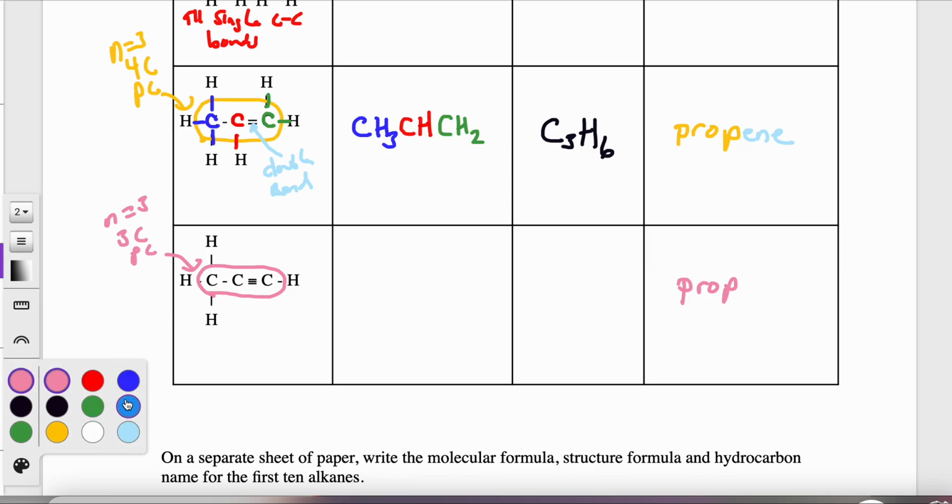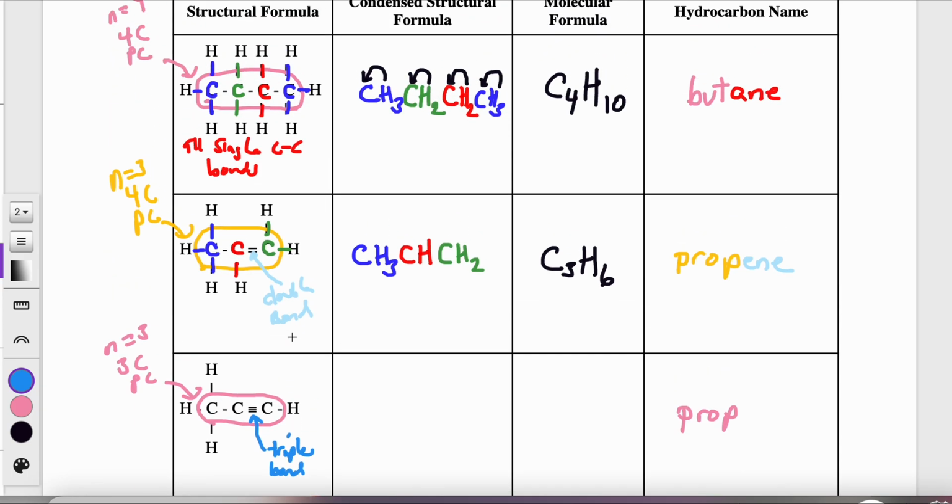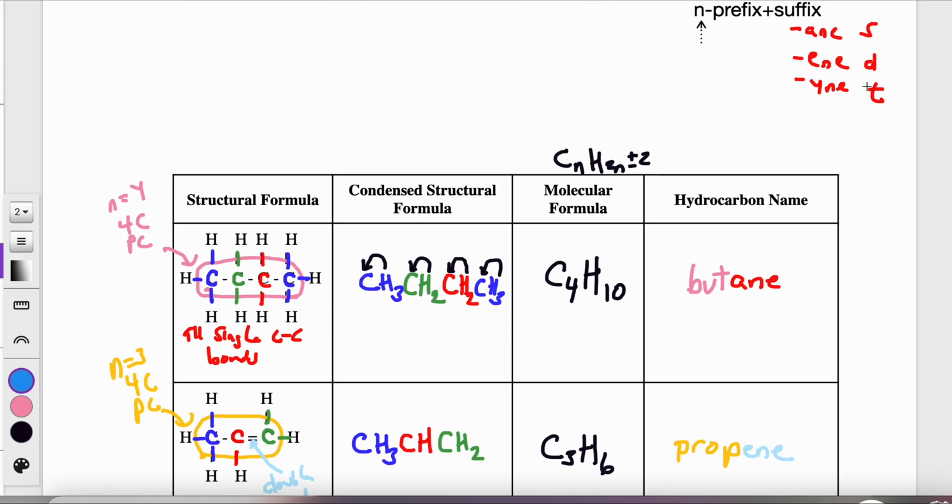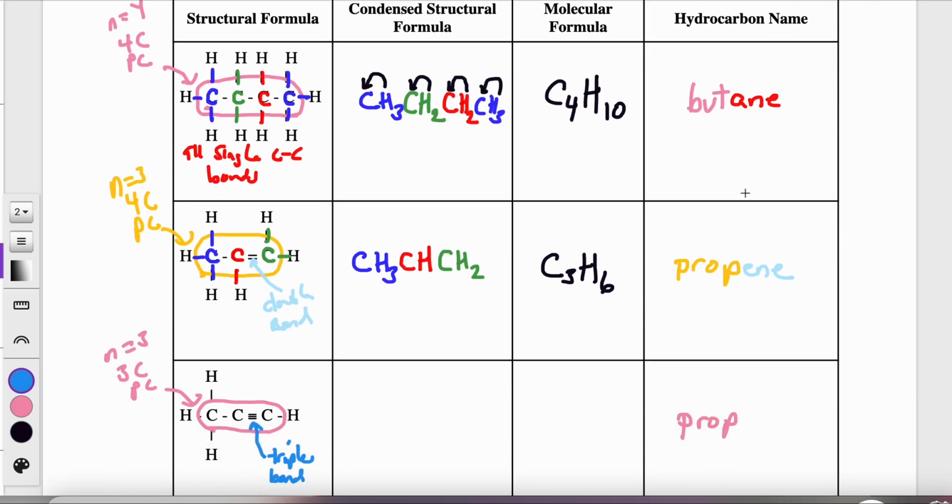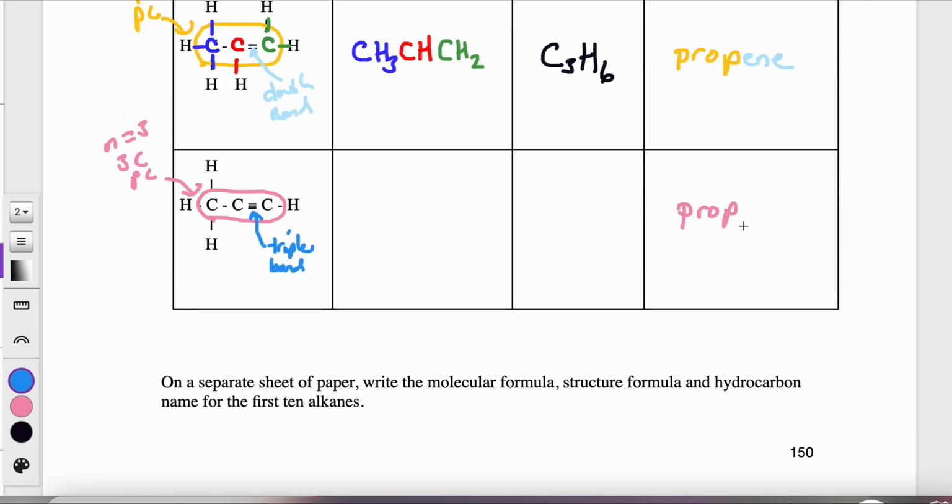And now I need to take a look at the bonds. And when I take a look, it's not all single bonds in the pink that I circled. So I see that this is a triple bond. So I know that this is not an ane. And when I go up here to take a look, if I have at least 1 triple bond in the parent chain, I use the ending yne. So it's propyne.